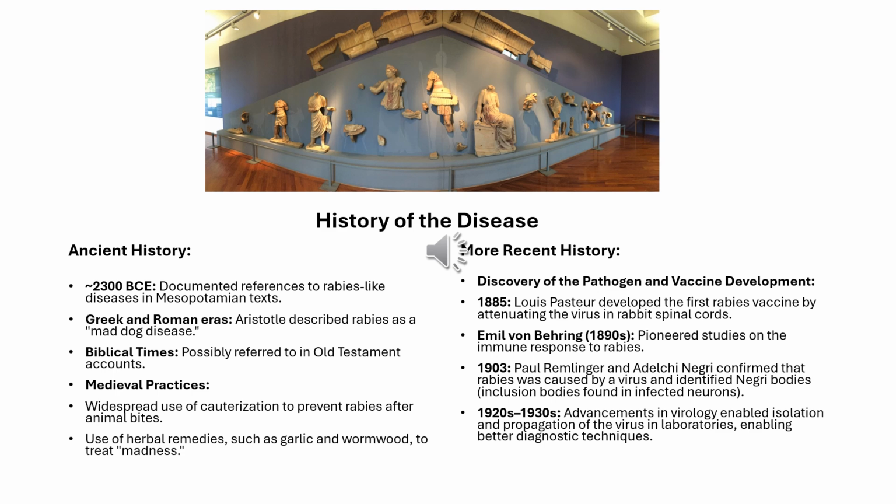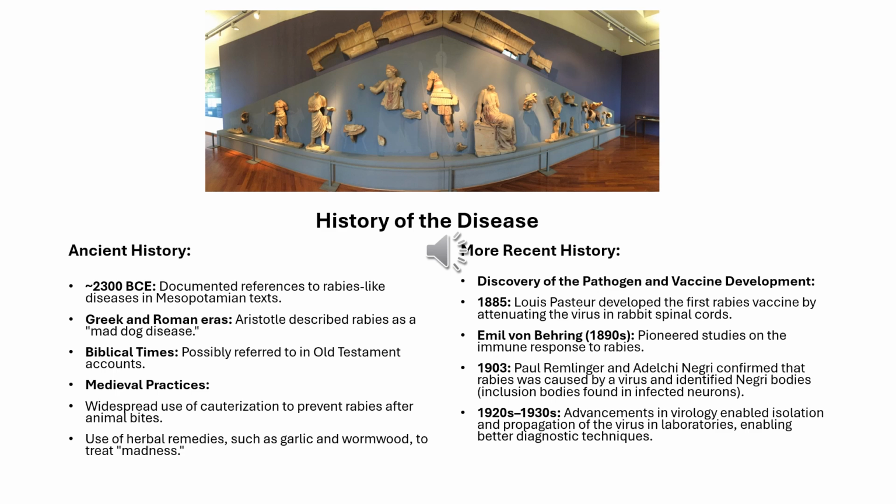During the Greek and Roman eras, Aristotle described rabies as the mad dog disease, which I think is something that we associate today. When we see dogs, we automatically think, do they have their rabies shots? There was even a possibility that rabies was mentioned in the Old Testament.